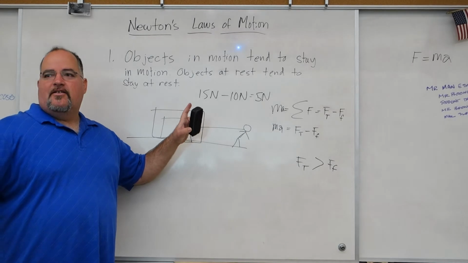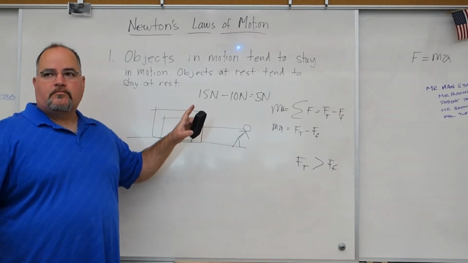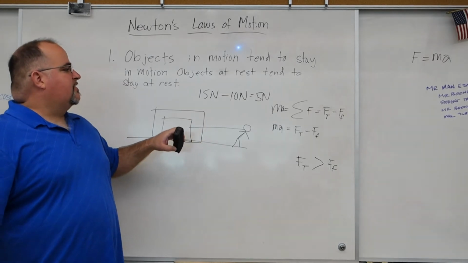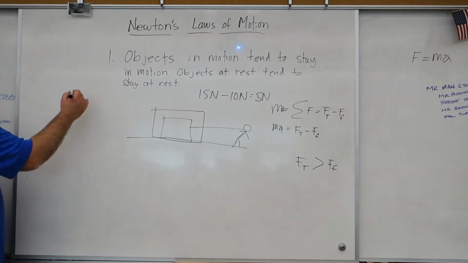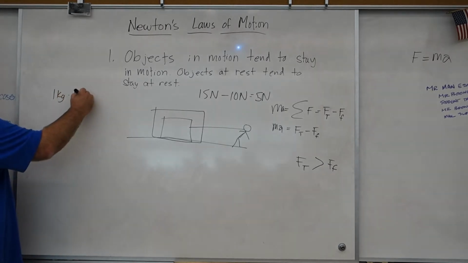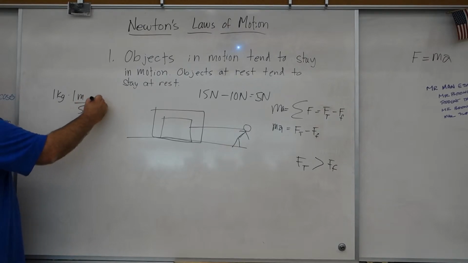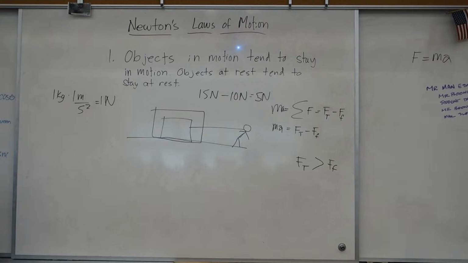Anybody not get that? I'll do it slower. So what is the definition of the Newton? A Newton is 1 kilogram times an acceleration of 1 meter per second squared. That is equal to 1 Newton. That's the definition. I put 3 lines there to say that's the definition.